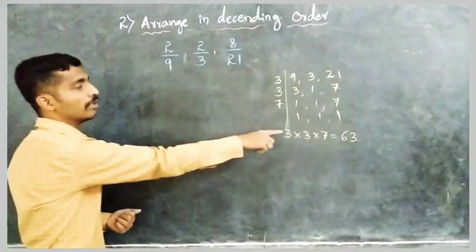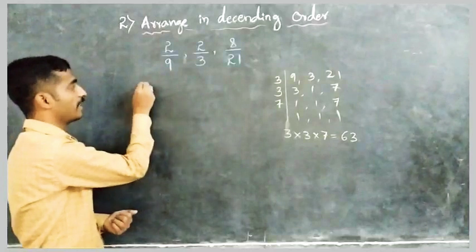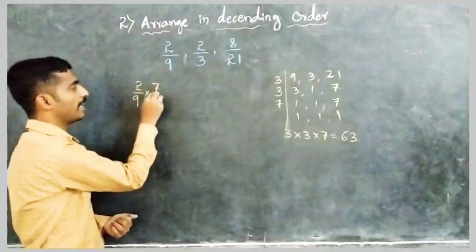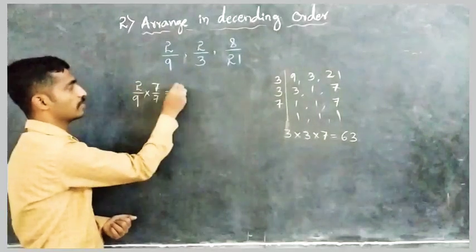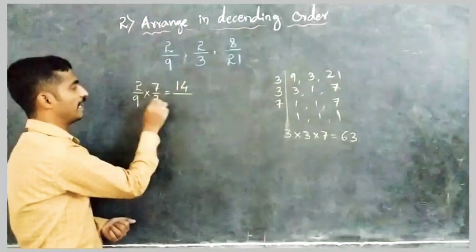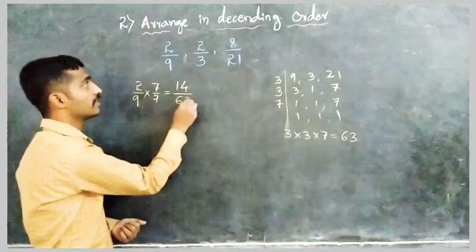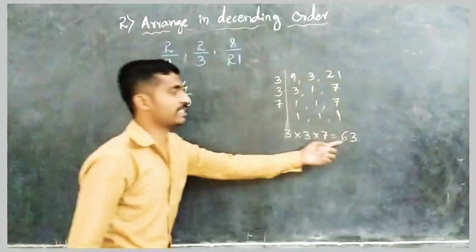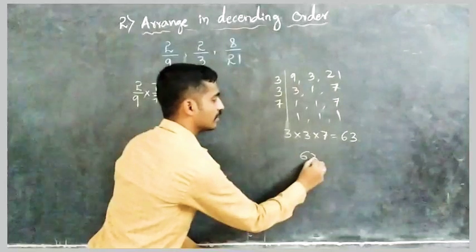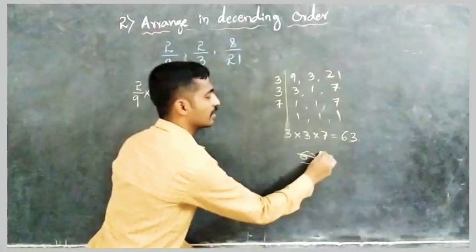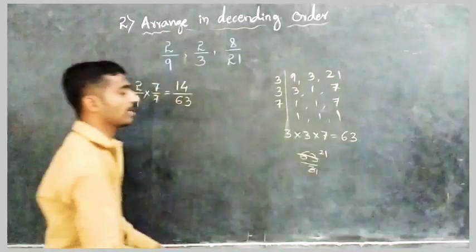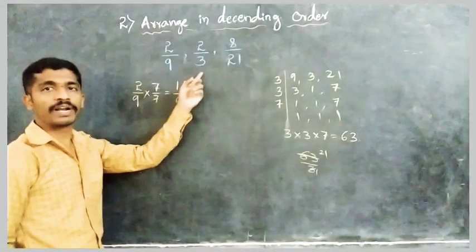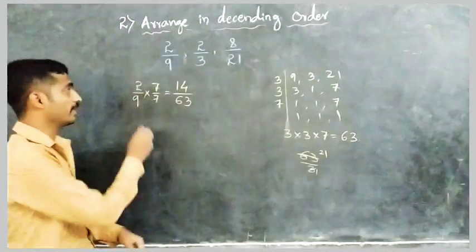So here, how to take this as 63? We have to multiply 2 by 9 with 7 by 7. We will get 7 2s are 14, 9 7s are 63. How to take 3 as 63? So divide 63 by 3, 3 21s are 63. So it means we have to multiply this fraction with 21 by 21.